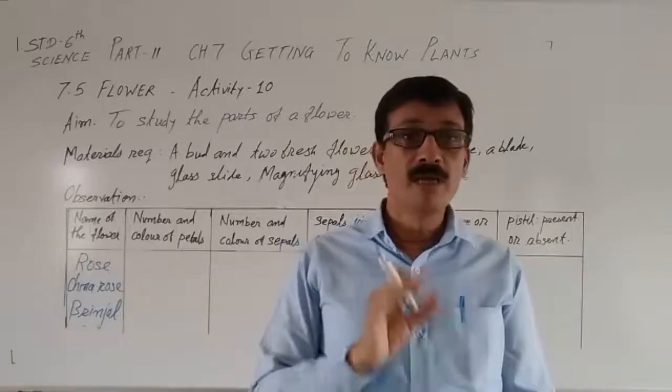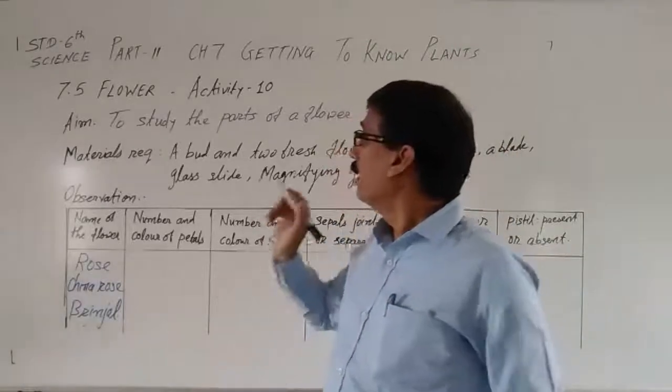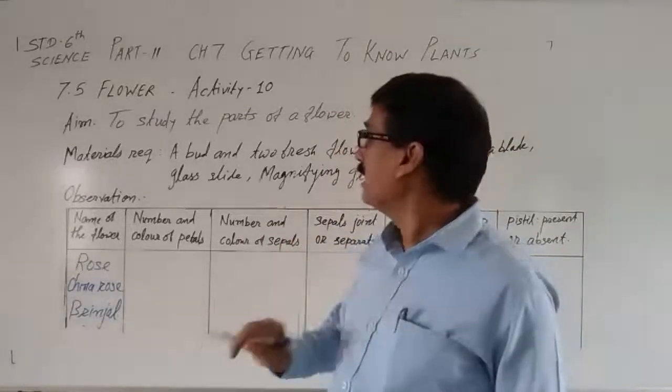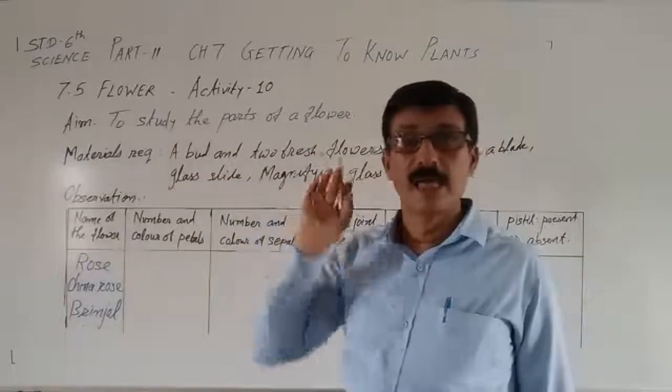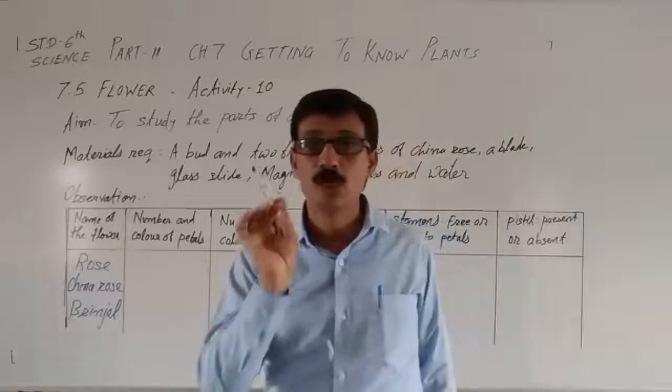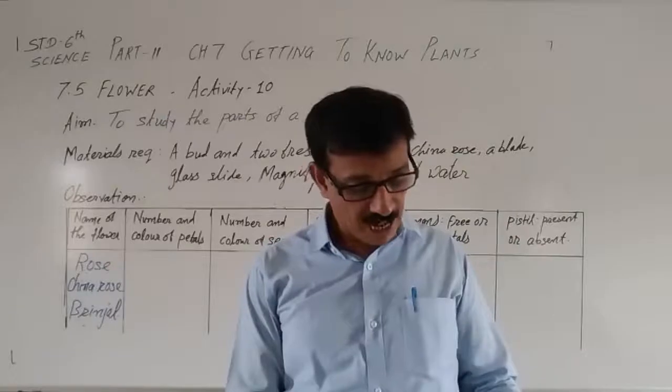Now we will go for activity 10. First of all, let me say, the aim of activity 10 is what? To study the parts of the flower. The aim of this activity is to study the parts of the flower.